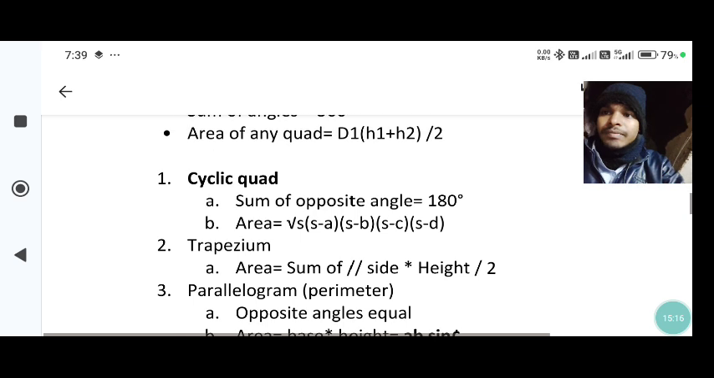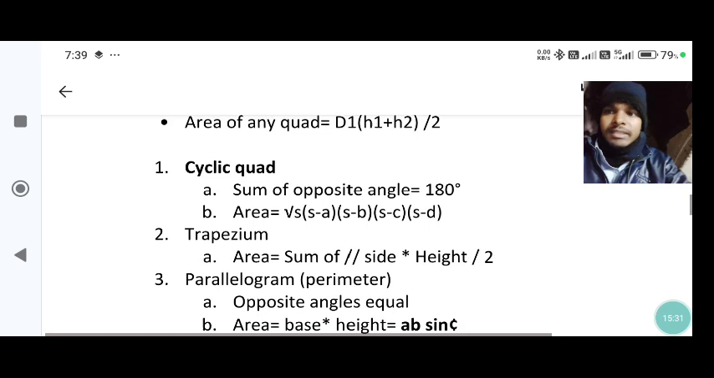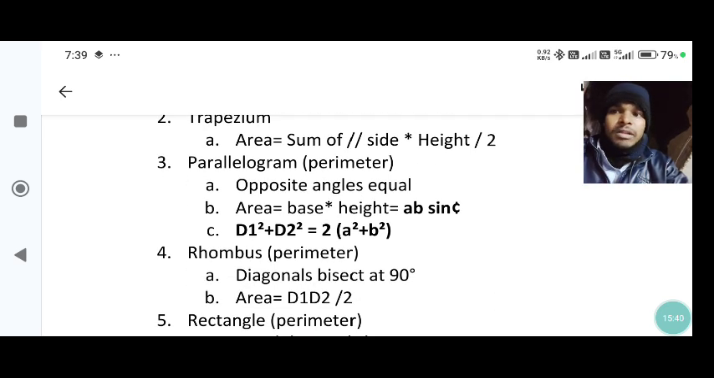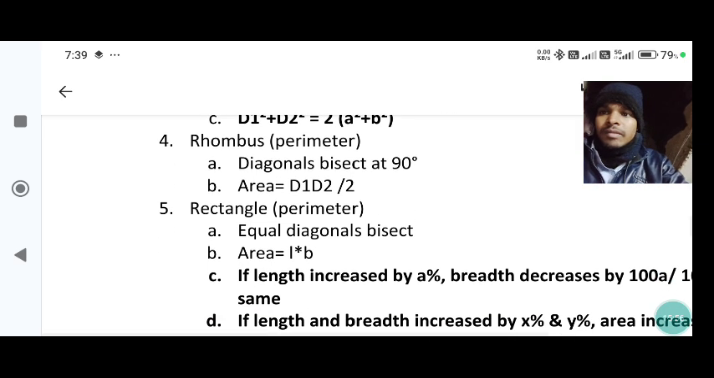So coming back again, for a cyclic quadrilateral, the diagonals need not be equal, need not intersect at 90 degrees, and need not bisect. For a trapezium, diagonals need not be equal, need not be at 90 degrees, need not be bisecting. For a parallelogram, the same. For a rhombus, not necessarily equal, and it is bisecting at 90 degrees. For a rectangle, it is equal, it is bisecting but not at 90 degrees.